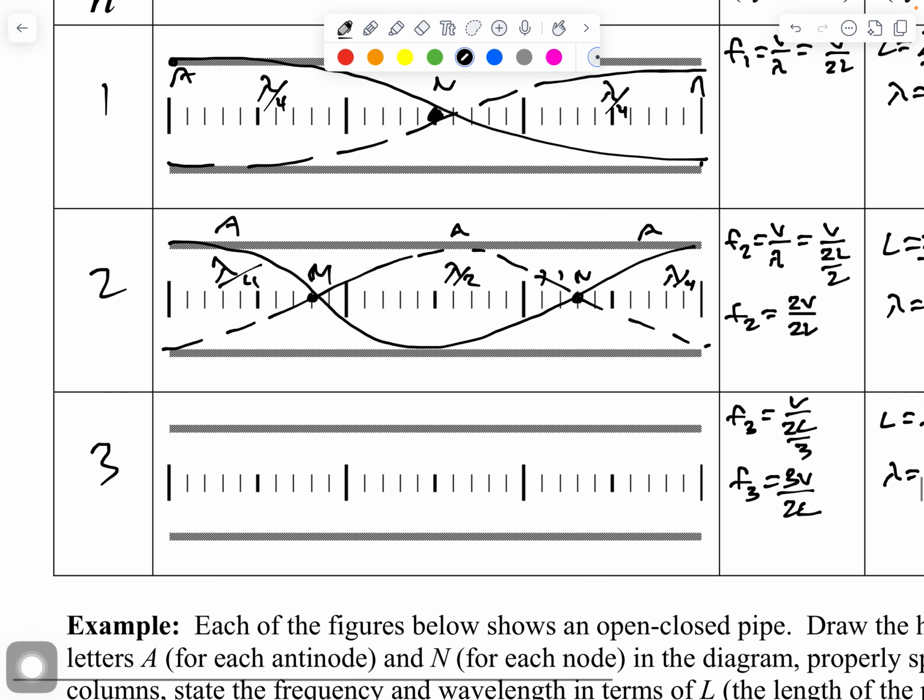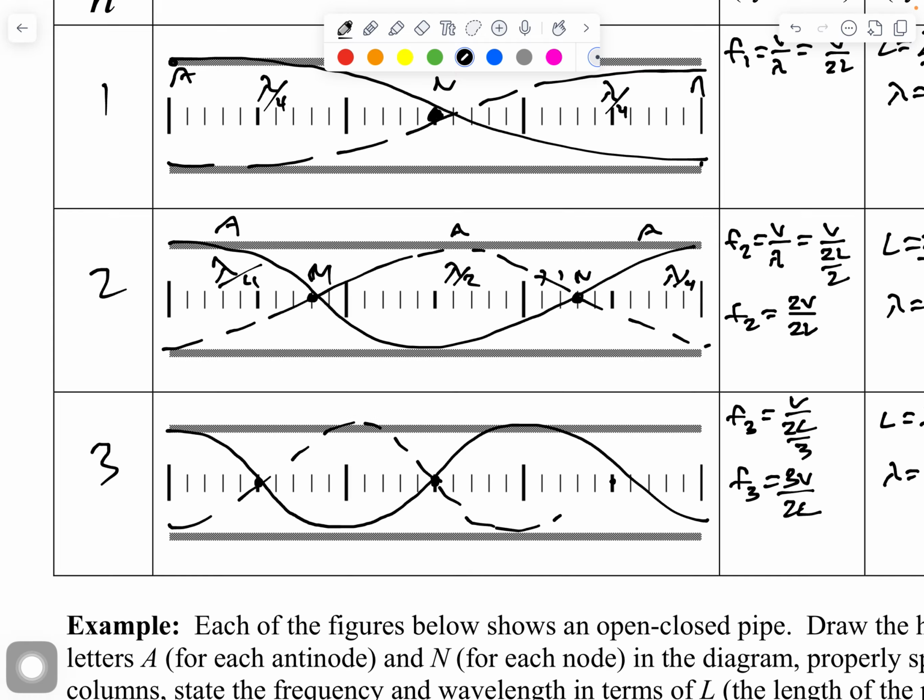Okay, and I could probably have it looking like this. 1, 2, 3, something like that. Okay, so antinode, antinode, antinode, antinode, node, node, node.